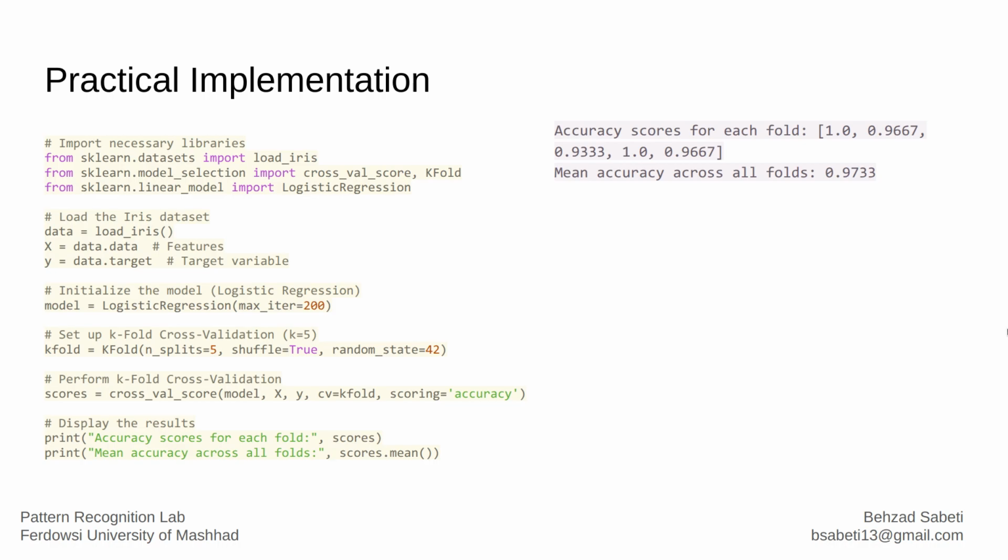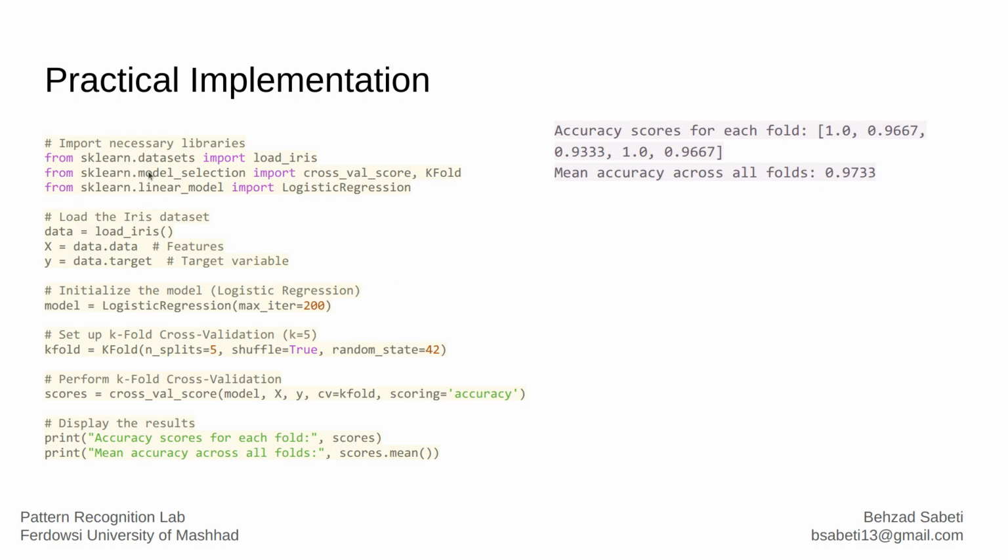And now we have a practical implementation. Now we've covered the theory. Let's move on to practical implementation. Here's an example of how to implement k-fold cross-validation in Python using Scikit-Learn. We'll use the iris dataset and the logistic regression model. First, we load the dataset and split it into features and target variables.